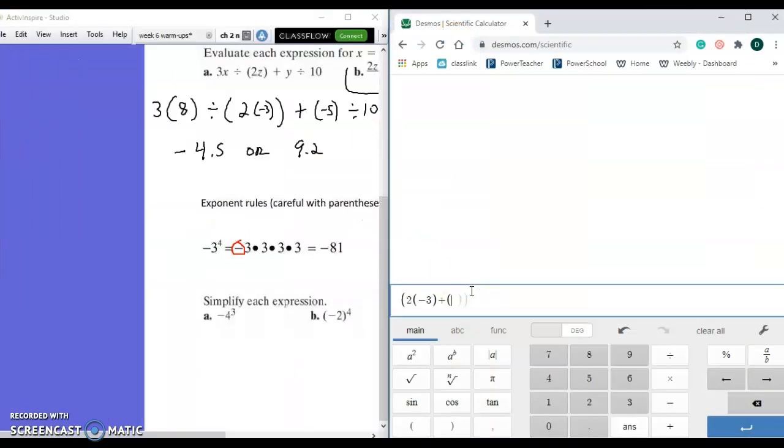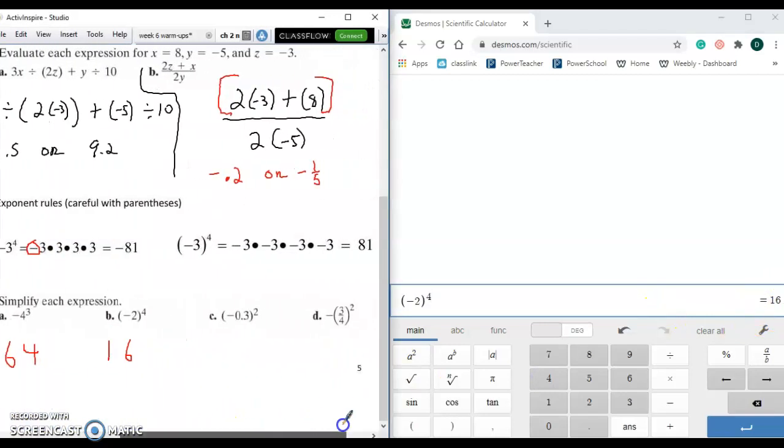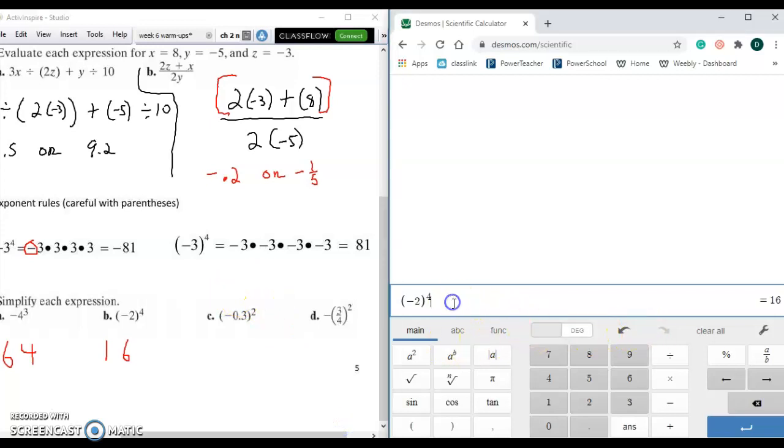for your answer. So again, -4 to the third. We can raise that to the third power with that A to the B button. We get -64. -2 in parentheses to this fourth power. So again, parenthesis, -2, A to the B, 4. 16. Let's scroll over here. Okay, now we have, this is just calculator practice.